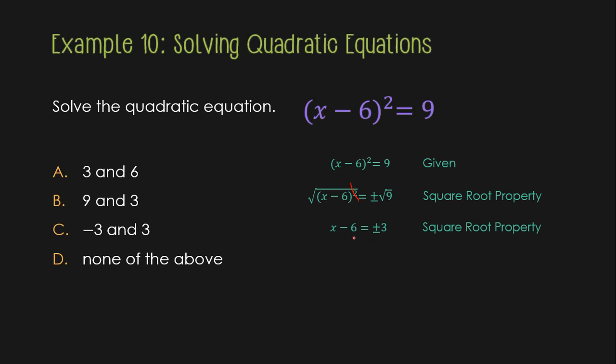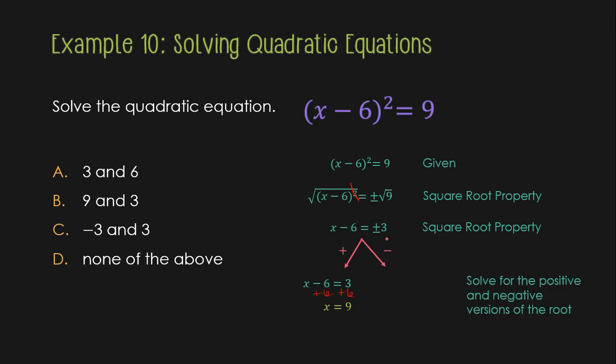And then we can go ahead and solve this, but we have to do it twice because we have this equal to positive 3 and negative 3. So I'm going to go ahead and do the positive first. So x minus 6 equals 3. We would add 6 to both sides to get x by itself, and x would equal 9.